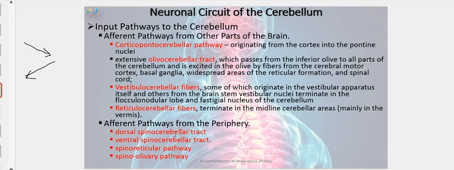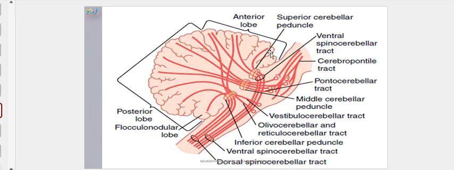We have the dorsal spinocerebellar tract and the ventral spinocerebellar tract. Remember the importance of this in the transmission of the sensory modalities, specifically proprioception. We also have the spino-reticular pathway and the spino-olivary pathway, sending information into the cerebellum. So we can have a fair demonstration of it.